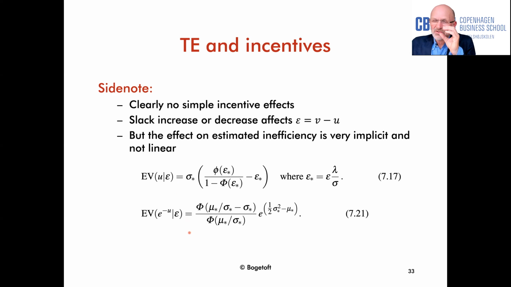But the intuition is that if I increase my slack, my inefficiency, that will lead to the model interpreting my observation as composed of more slack or more inefficiency, but also more noise. It kind of explains why the model is to some extent forgiving, or why the incentive power is heavily reduced in SFA-based contracts.